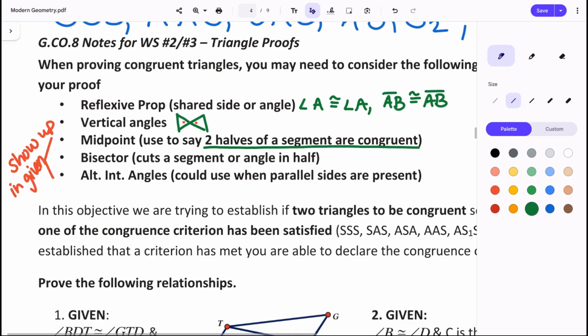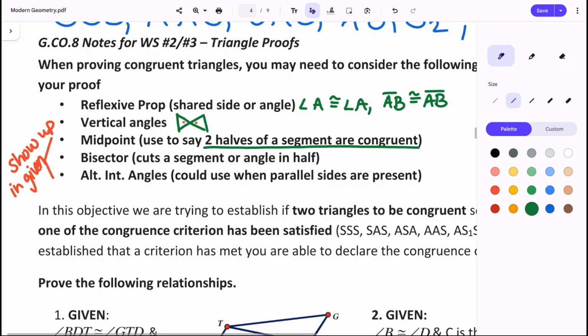Midpoint is usually only on segments. We don't really ever see midpoint in angles, where you have a big long segment and there's a point that's placed right in the middle, and that's saying that, hey, the left-hand side of that segment is equal to the right-hand side of that segment then too.